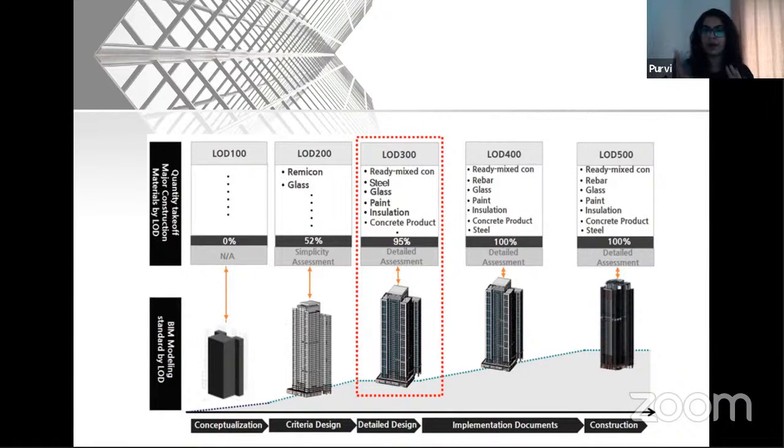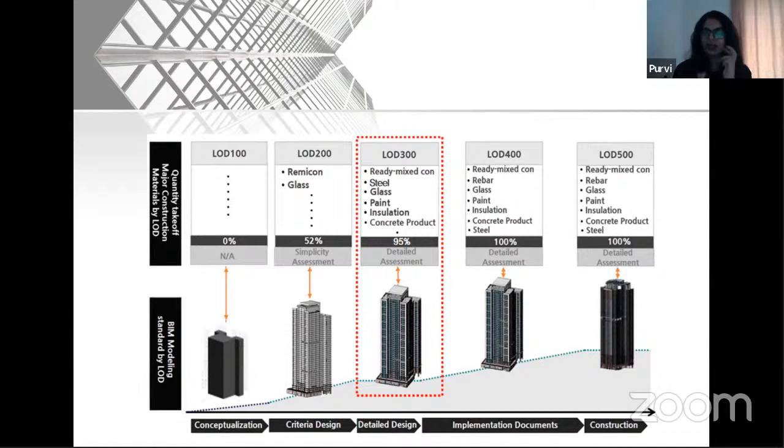You are going to have a very detailed assessment of your model. And lastly, in the LOD 500, you have the rebar detailing for the columns, for the beams, for the slabs, of what thickness is there, what kind of rebars you're going to use, what tension, what steels are going to be used, what material of the steels are going to be used. All of those will be seen in LOD 500.